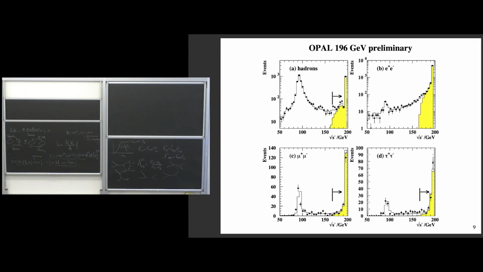And in fact, we see a big peak here at 196, but we also see a shape. We also see a lot of events that do not have the same energy. And also we see in all plots, in all cases, a peak around here, which is around 90 GeV, which is around the mass of the Z boson.